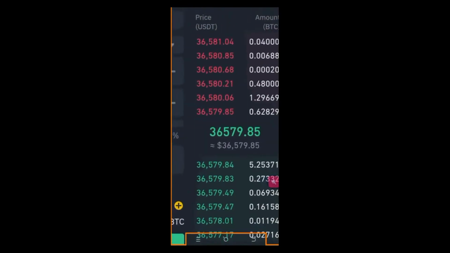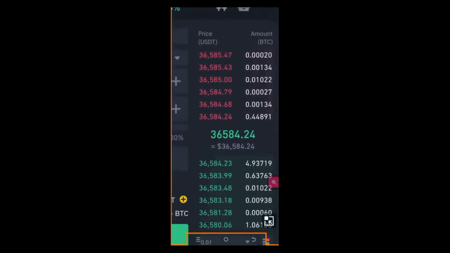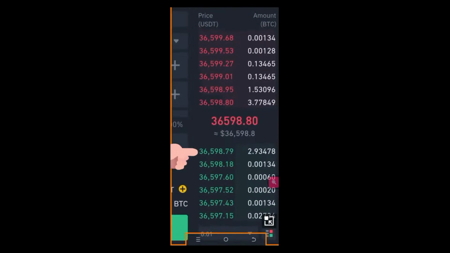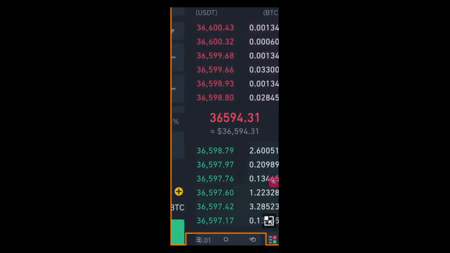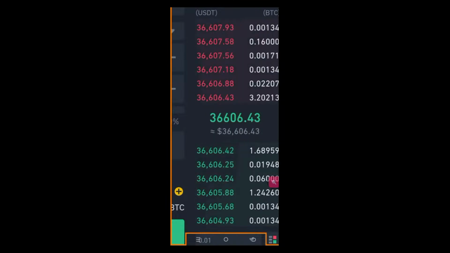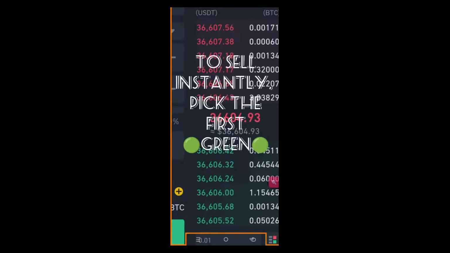Okay, now if you want to sell, and you're looking at it and you're seeing that you're still in the queue and you want to sell immediately, you've got to choose the first green, this one that says 36598. That is the first green. So remember, if you want to buy, you pick the first thread. That's going to be a slightly higher price, and you must do all the simulations to be sure you're going to make money. To sell immediately and instantly, you need to pick the first green.